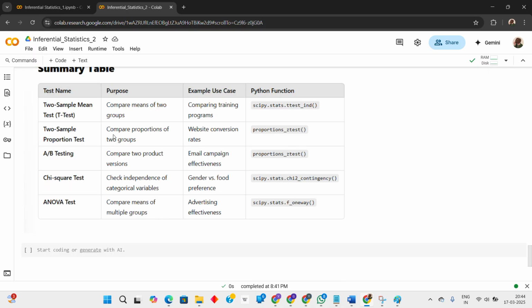Got it? So let us consider the summary. For two sample means, the purpose is comparing the means of two groups.